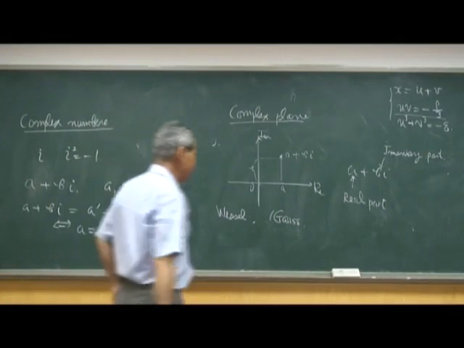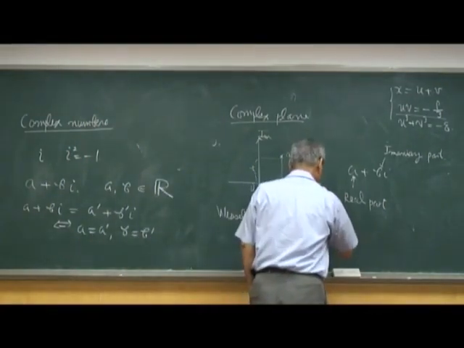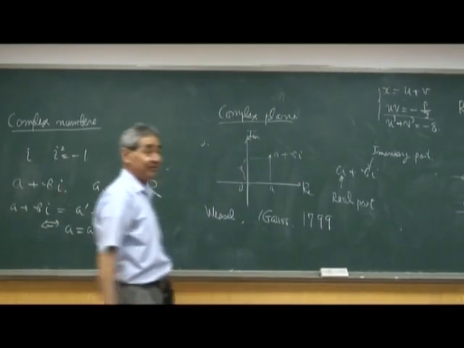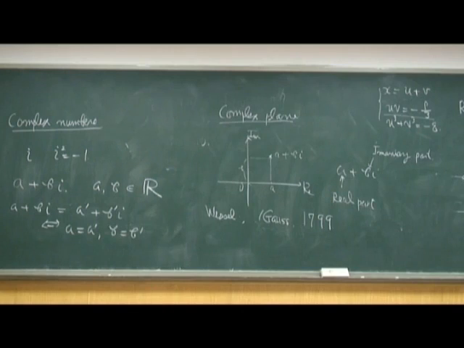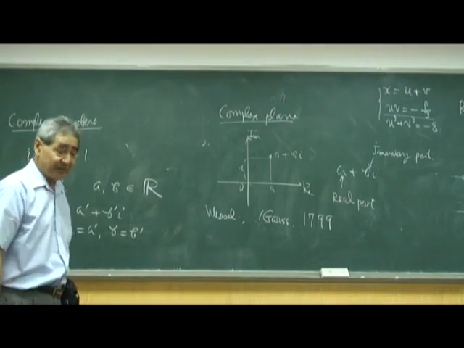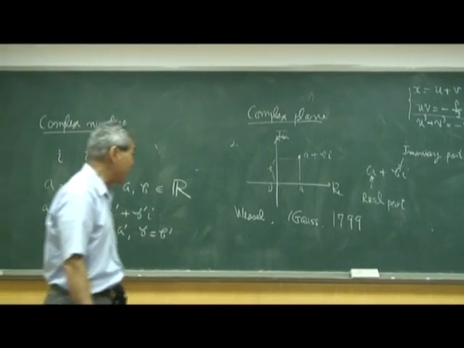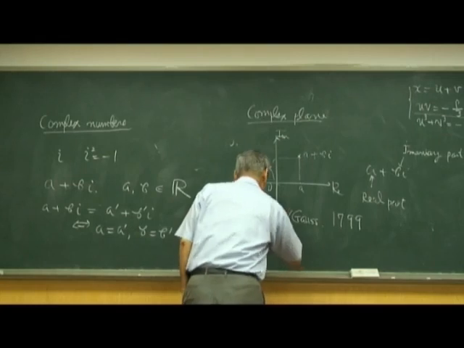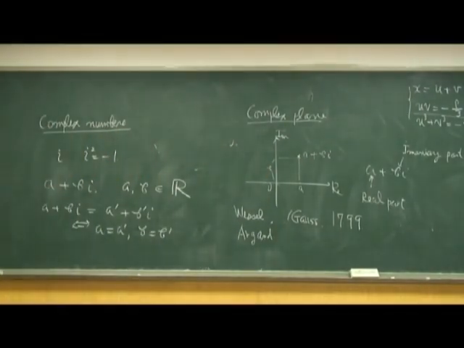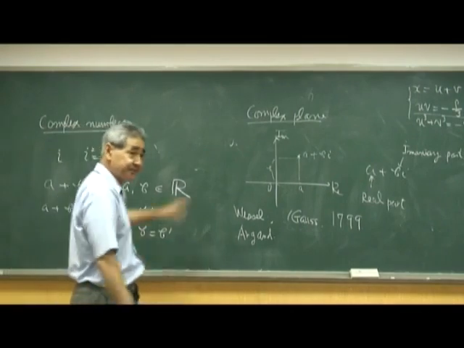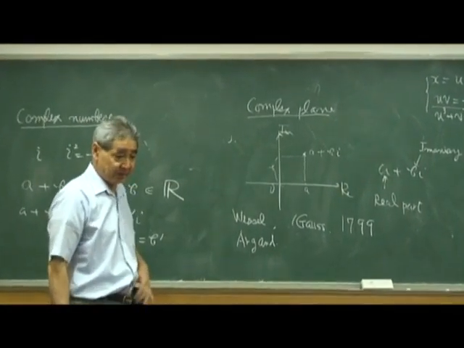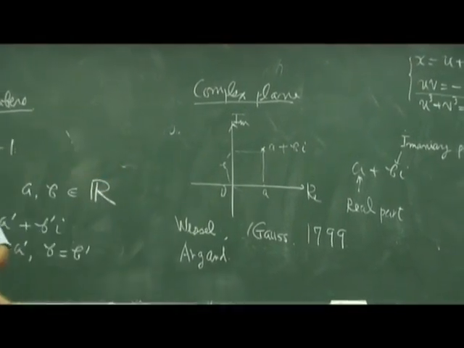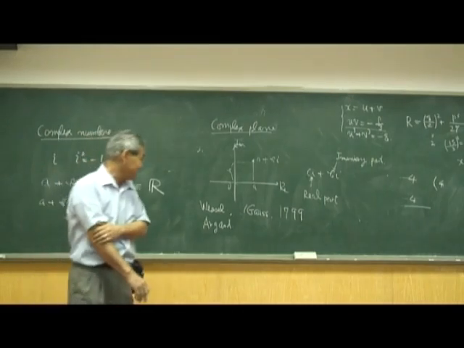Anyway, but Gauss, in his thesis written in 1799, used this complex plane to prove the fundamental theorem of algebra, and also Argand. I think he's a mathematician in Switzerland, and also he used the notion of the complex plane. And I think usually the French people say Argand plane, and German mathematicians say Gauss plane.